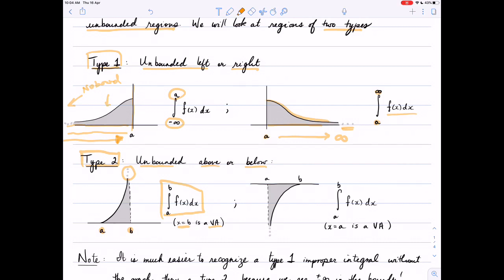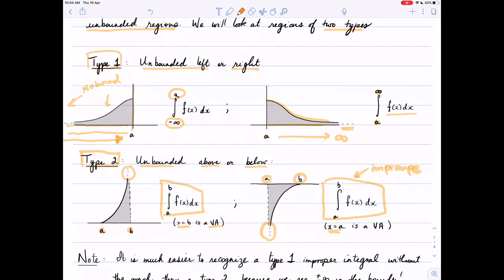Below, same kind of deal here. I've got a region which continues going on unbounded below. It also is, seemingly innocently, from A to B. The only deal is that this time A is a vertical asymptote and everything is below the axis. And so we would write the integral from A to B of f of x dx, and might not notice that this one was in fact improper.